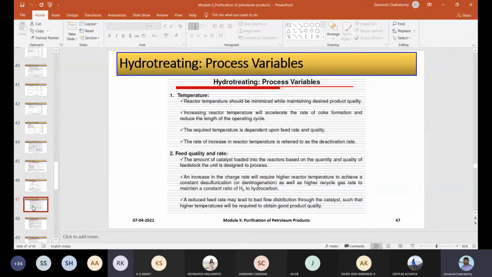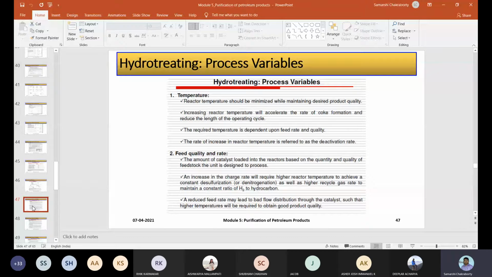Why, if I increase the reactor temperature, what will happen? Why will this coke formation happen? Thermal degradation, I guess. Thermal degradation, like we are using normal products only, right? But in hydrotreating, let's say if I am hydrotreating my naphtha, under high temperature, what will happen?